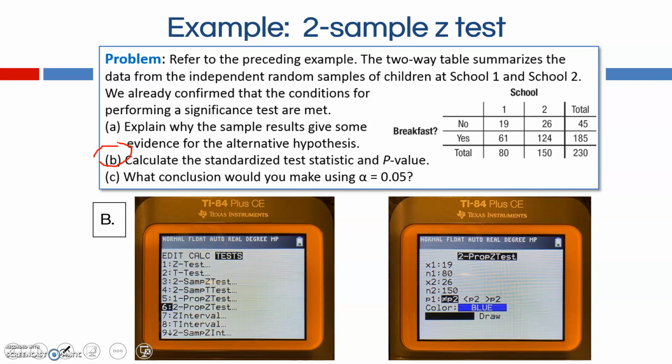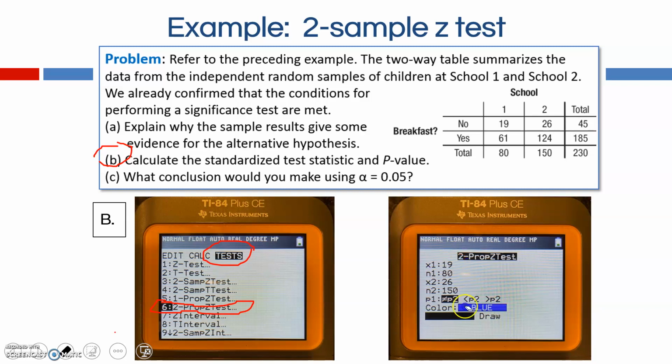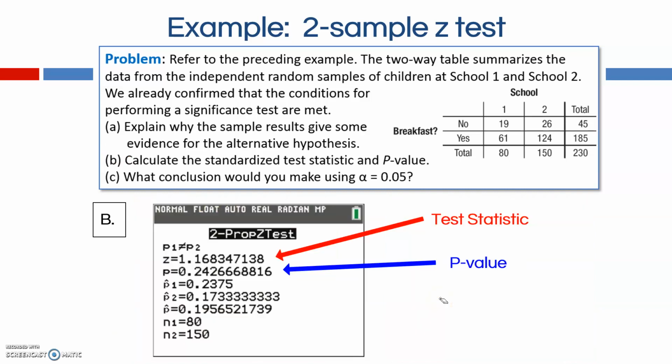Okay, so now for part B, calculate the standardized test statistic. What I want you guys to do is hit Stat, Tests, and go over to number 6, which is the 2-proportion z-test. As you can see here, you are going to input your quote-unquote success of 19, and your sample size 1, which is 80, and your successes for the second group, 26, and your sample size for the second group, 150. And you are going to mark the not equal to button right here, because that's what the alternative is claiming.